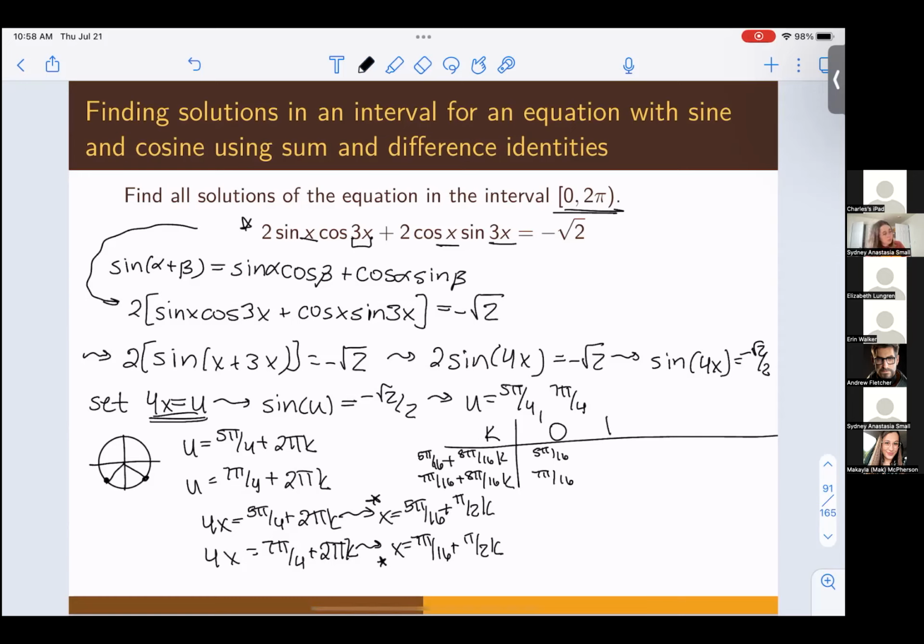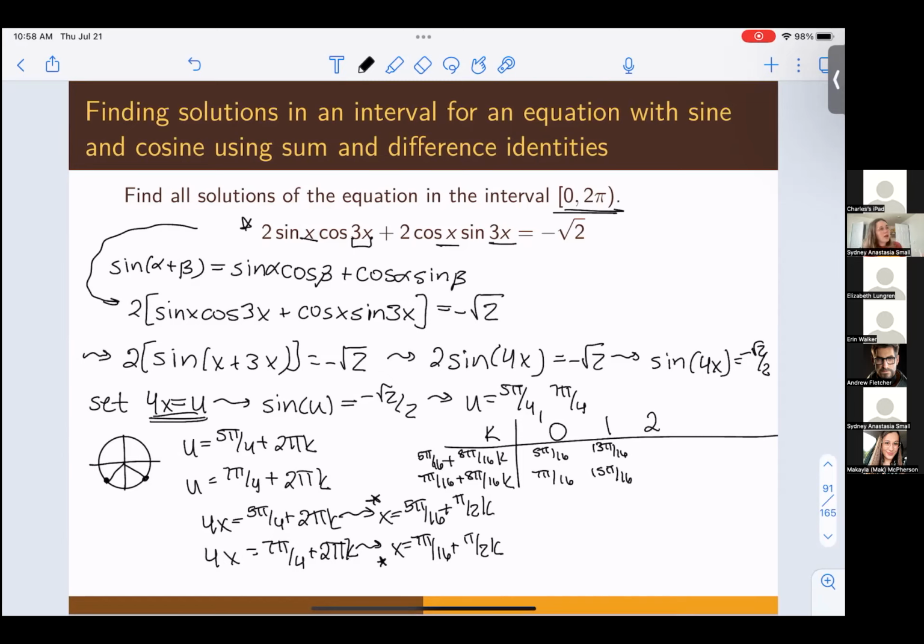Cool. What about when k is 1? 5 pi over 16 plus 8 pi over 16 is 13 pi over 16. And then down here we have 15 pi over 16, just 7 pi over 16 plus 8 pi over 16. Cool, we're definitely still in the principal interval. Not only are they less than 2 pi, they're less than pi. So we're definitely good to go.